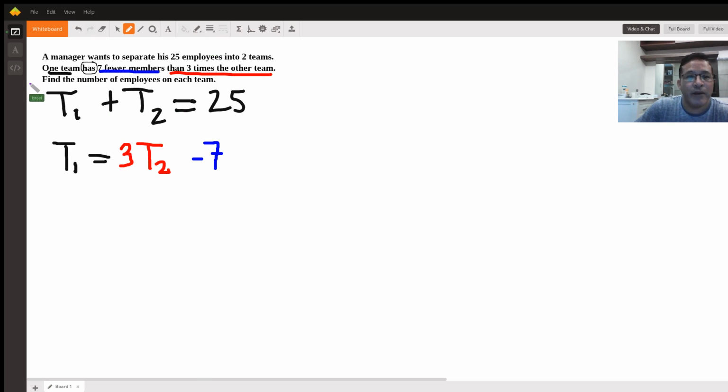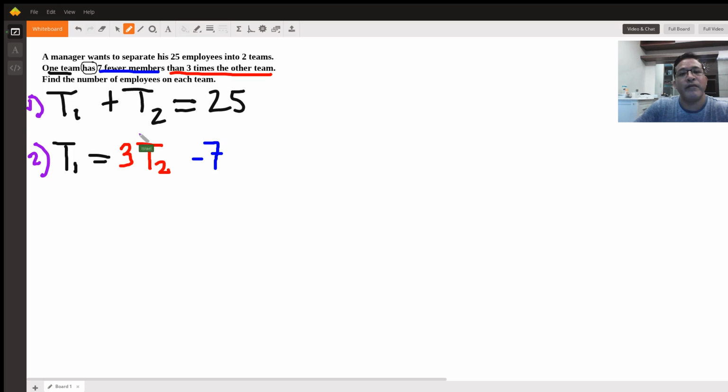I'll call that equation 1, equation 2. We're able to solve this problem. We have 2 unknowns, we need 2 equations. And the best thing to do, now after the setup, the setup is the most important thing in this problem. We've set it up already. We know there's 25 employees. We know this relationship here because of the statement here.